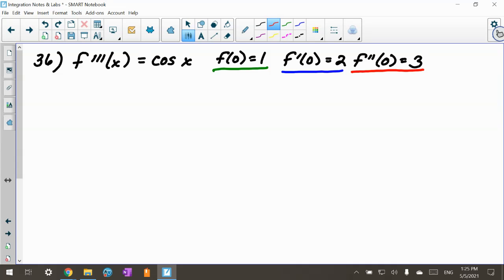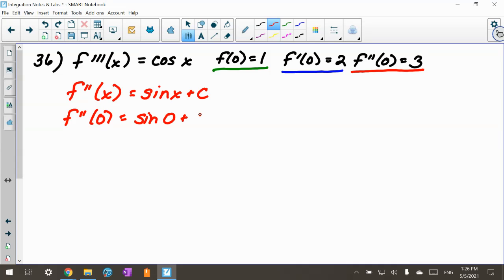First, we're going to find our second derivative, f double prime of x. If you have your trig square there, I know the antiderivative of cosine is sine of x plus my constant c. They gave us the information that f double prime of 0 is 3, and I'm going to use that to find c. So sine of 0 plus c equals 3. I know the sine of 0 is 0, so c is just going to be 3.